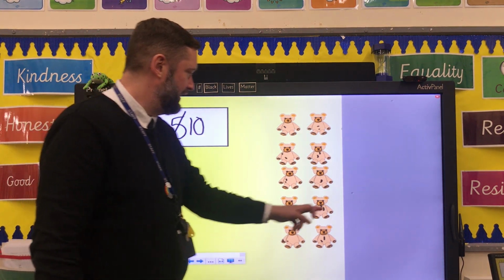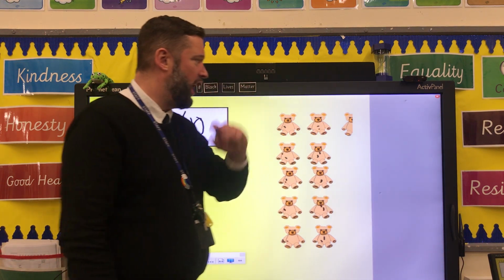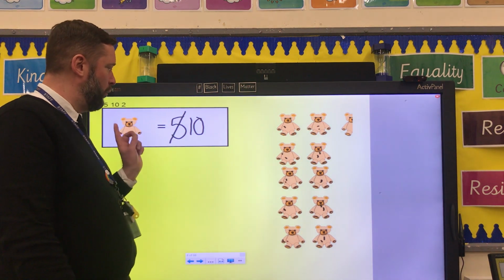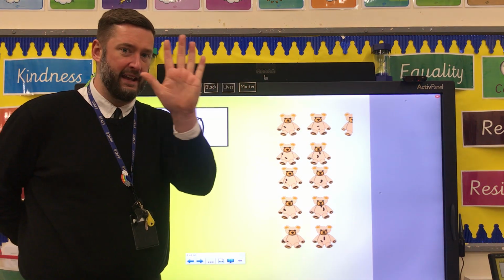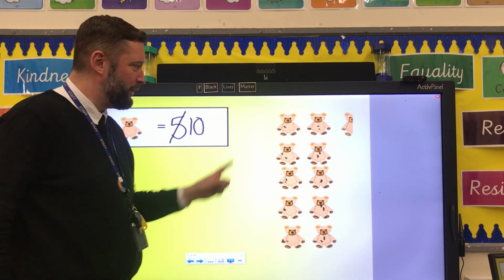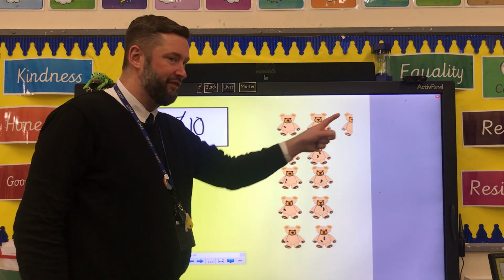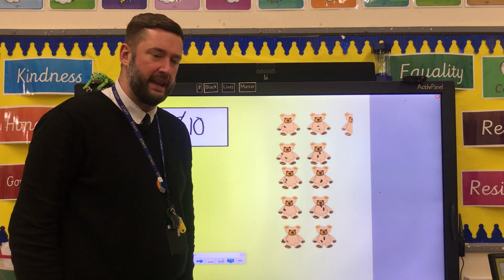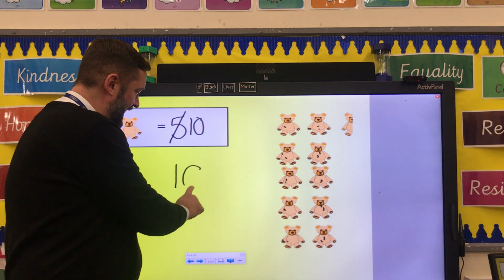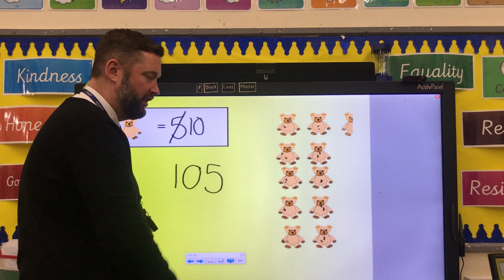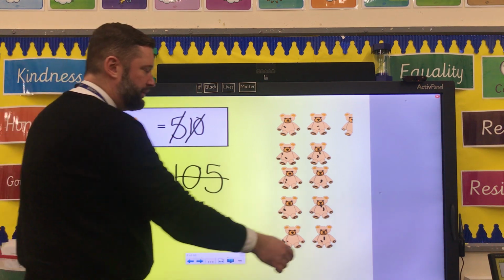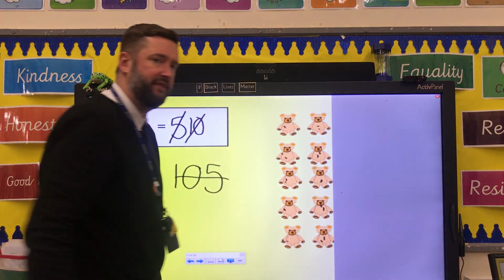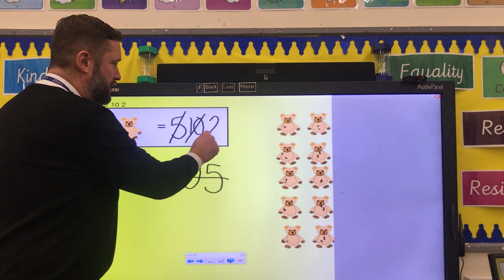Well done. Now, what about if I added half a teddy on? 1 teddy is 10. So half a teddy is going to be 5. So I've got 100 and 5 more would be 105. Good job. Now, what about if I change my value to 2?